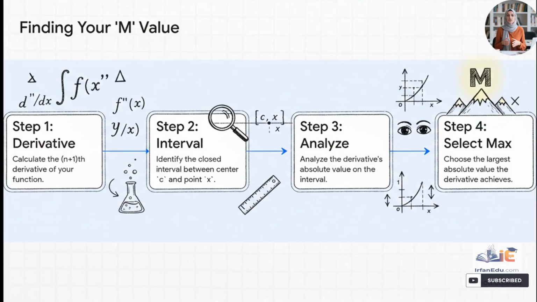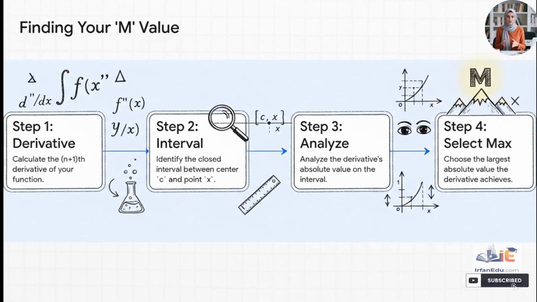And here is that system, your 4-step hunt for M. Step 1, find the next derivative. If you have a 3rd-degree polynomial, you find the 4th derivative. Simple. Step 2, define your interval. It's always just from your center c to your point x. Step 3, analyze that derivative's behavior on that specific interval. Is its absolute value just going up or just going down?